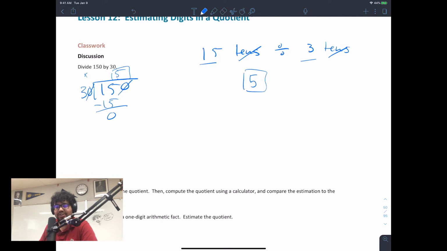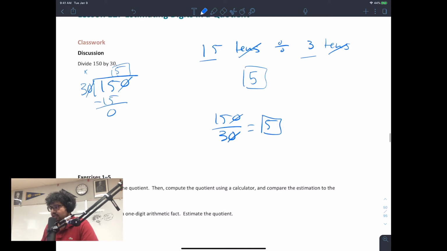We can also look at it as a fraction. We can say 150 over 30, because remember that a fraction is just a division. Once again, we see that the 150 ends with a 0 and the 30 ends with a 0, so we can just eliminate the zeros. Now we have 15 over 3. So now we just simplify this fraction. 15 divided by 3 is 5. So this is kind of just a sample so we can begin.